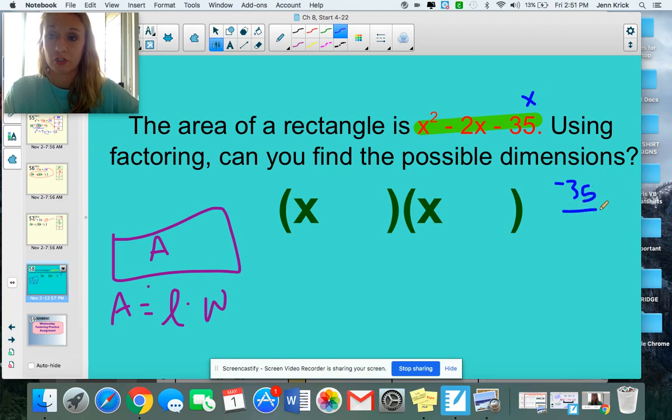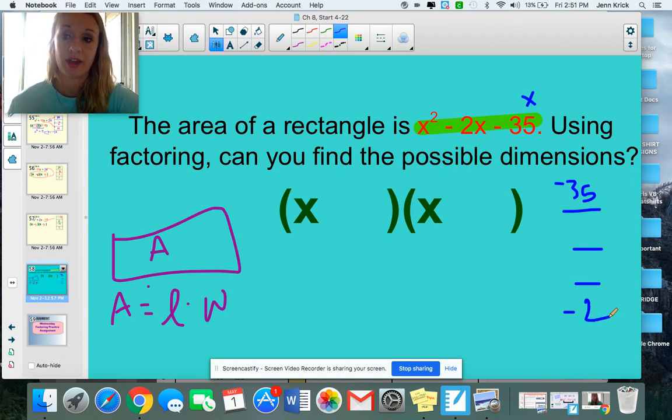And I'm even going to just draw this in for myself. And add up to a -2. So in your head, go through the factors of 35. I know it could be 35 and 1, but that's not going to work. How about 7 and 5? Could 7 and 5 work?